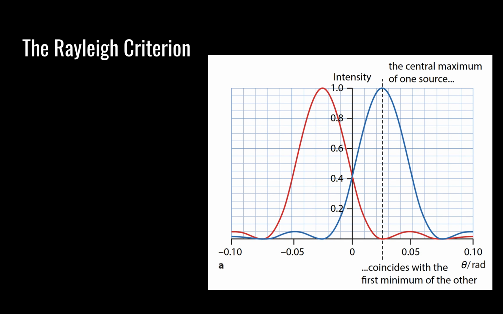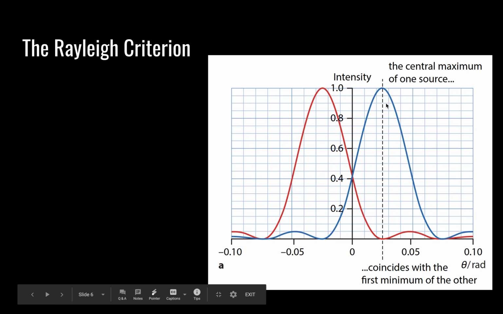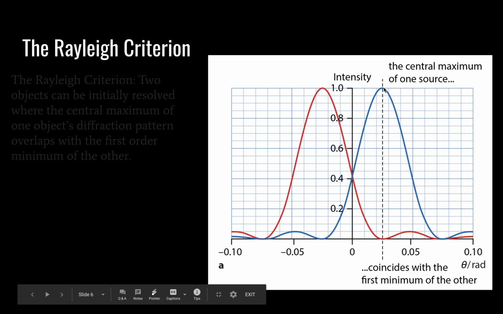All right, so now let's get down to defining the Rayleigh criterion. You can see here we have the central maximum of one source, and this is going to coincide with the first minimum of the other source. And that is the heart of the Rayleigh criterion right there.